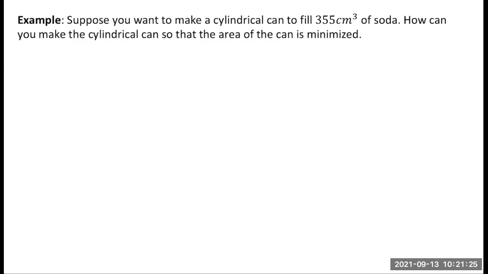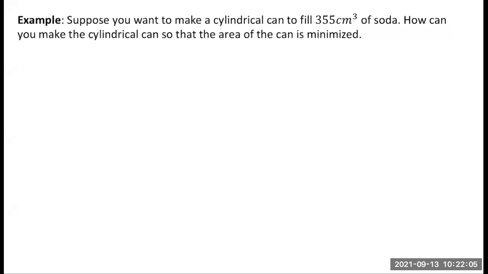Okay, let's go over this example. Suppose you want to make a cylindrical can to fill 355 cubic centimeters of soda. How can you make the cylindrical can so that the area of the can is minimized? If you are running a company which produces soda cans, it is very important that you minimize the area of the soda can while still keeping the volume that you want. Why is it important? Because that will save a lot of material, right? That will cut down cost for you.